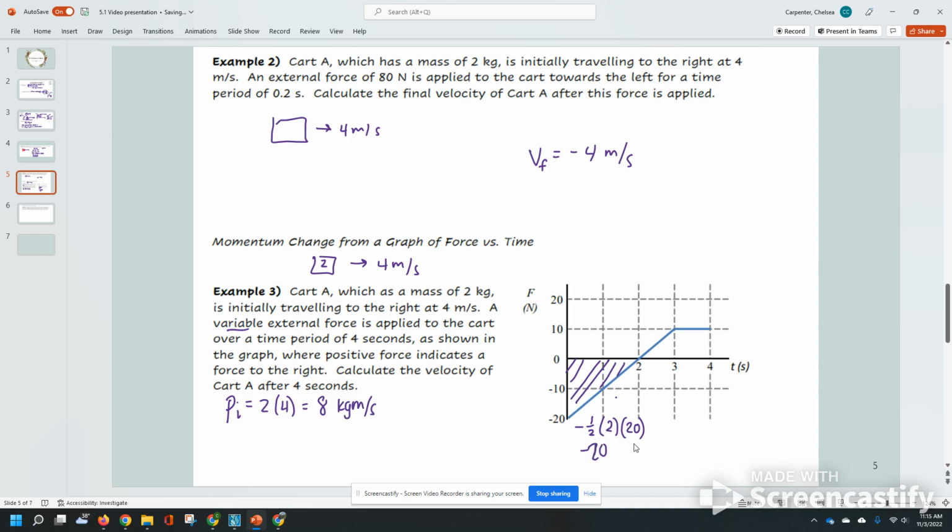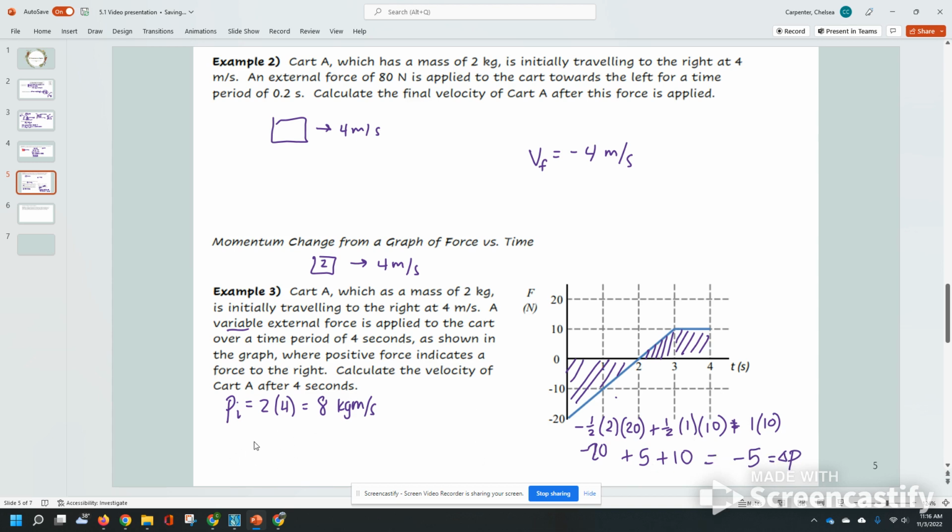And then over here we have some positive change in momentum. Here we have 1/2 times a base of 1 and a height of 10. That's +5. And this area right here is just a rectangle, 1 times 10 is 10. So that gives me a total of -20 plus 15. -5 is my change in momentum.